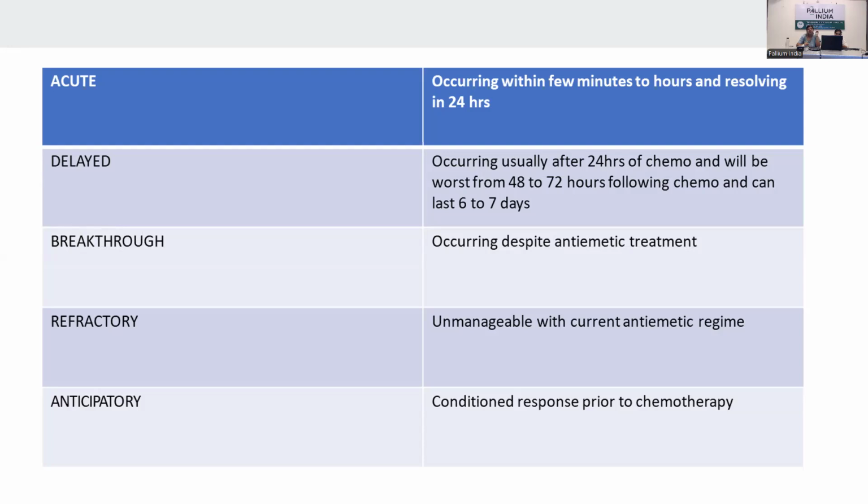Now the fourth one is refractory, unmanageable. You give anything, nothing is going to happen. The patient is having continuous vomiting. That is known as refractory vomiting. Now, the last one, anticipatory. You might not have heard about it, but there is something called anticipatory vomiting. At least someone must have encountered it.